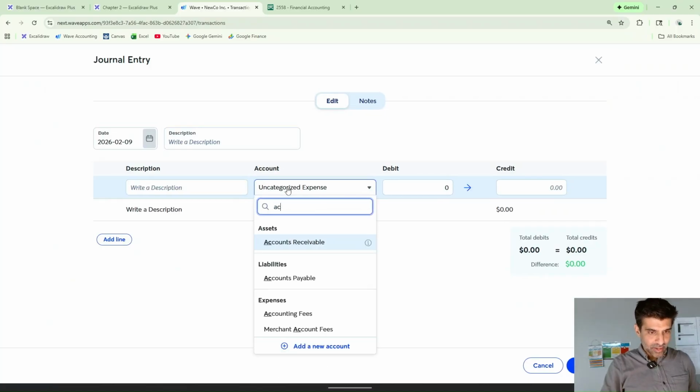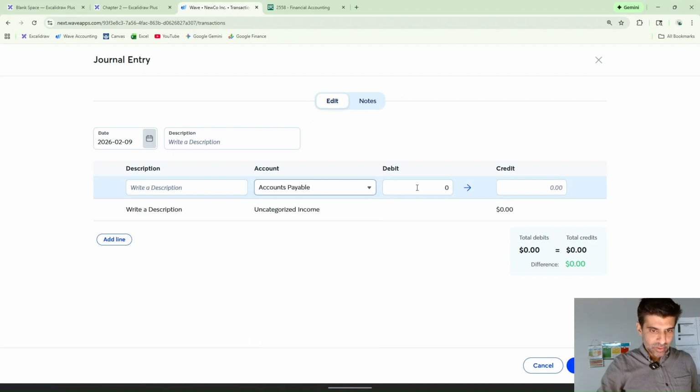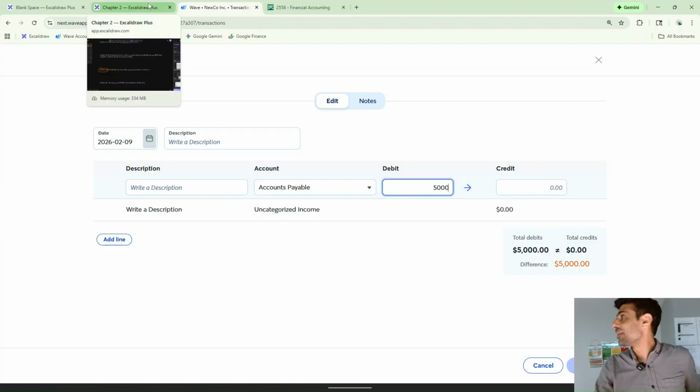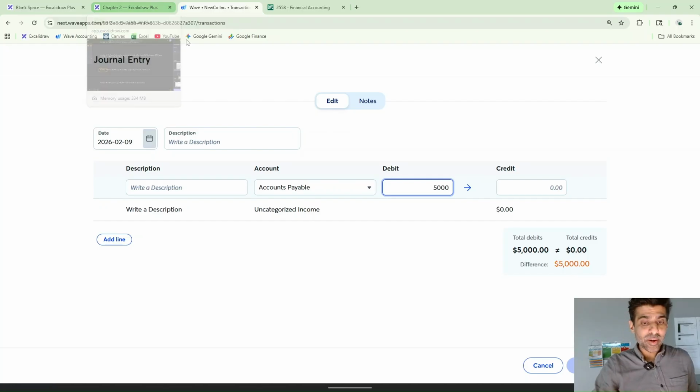So I said accounts payable, 5,000. You notice we're not paying off the whole thing, right? I think it was 10,000, right? So we're paying off half of it. We're on like a little payment plan. Okay. So we're going to pay off half of it.